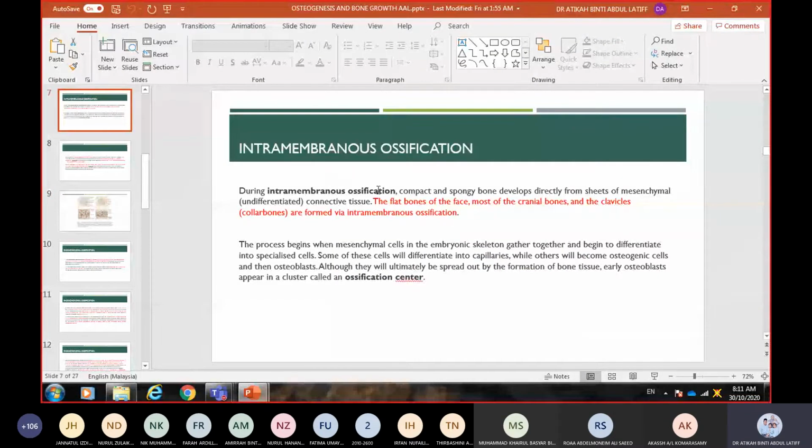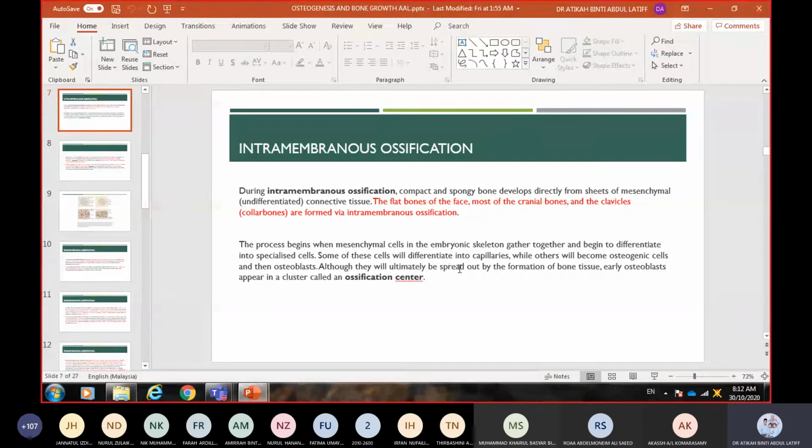Okay, so during intramembranous ossification, the compact and spongy bone develops directly from sheets of mesenchymal or undifferentiated connective tissue. So the process begins when the mesenchymal cells in the embryonic skeleton gather together, and they begin to differentiate into specialized cells. Some of these cells will differentiate into capillaries, while others will become the osteogenic cells or osteoprogenitor cells, and then become osteoblasts.